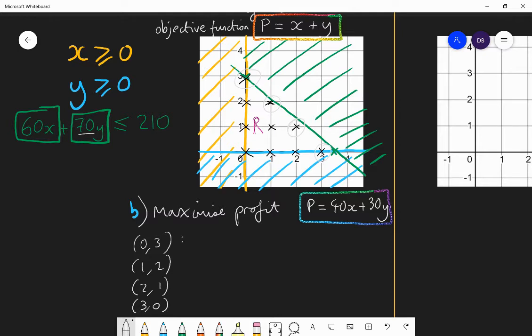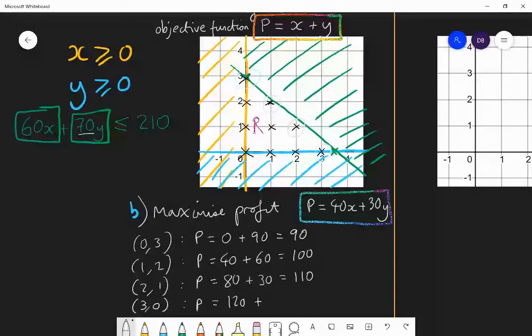And for each of those, I'm going to find the profit. So the objective function P at 0, 3 is 40 zeros, which is 0, plus 3 30s, which is 90. So I make 90p profit. At 1, 2, I make 1 40 and 2 30s. So that's 100p profit. At 2, 1, I make 2 40s. So that's 80p, plus 30, that's 110p profit. And then 3, 0, I make 3 40s, which is 120, and no 30s.